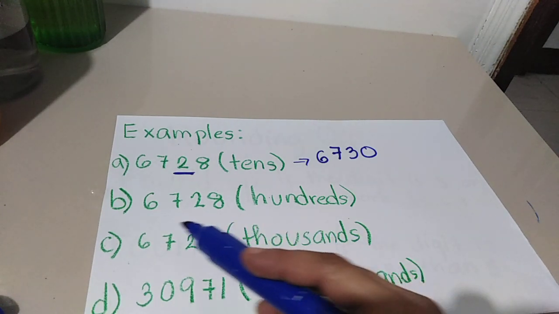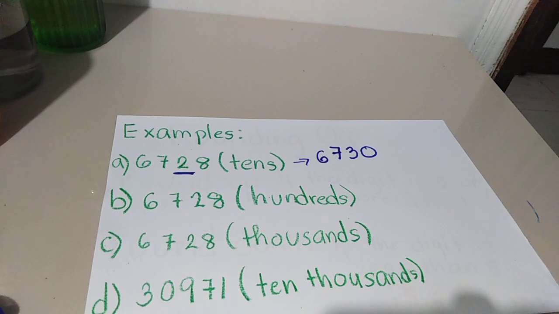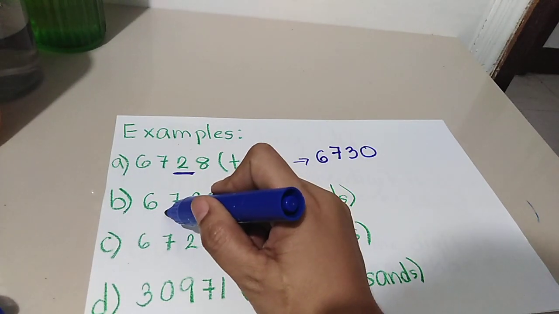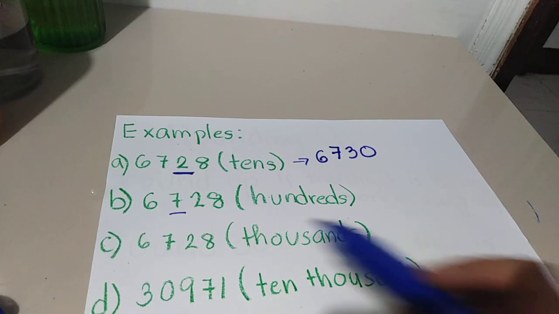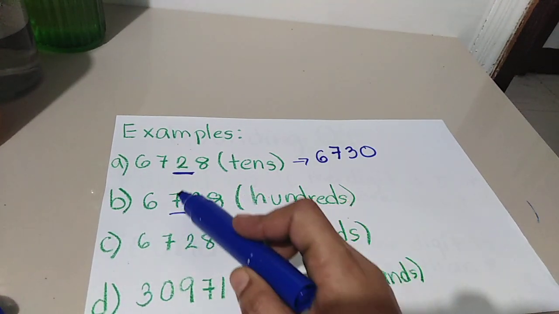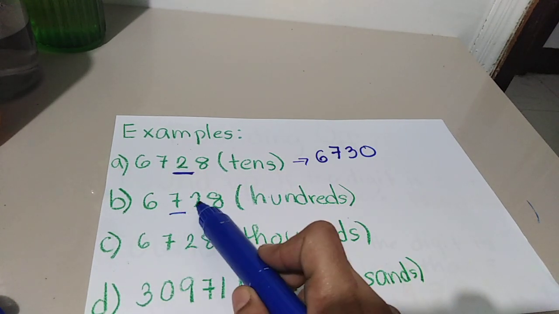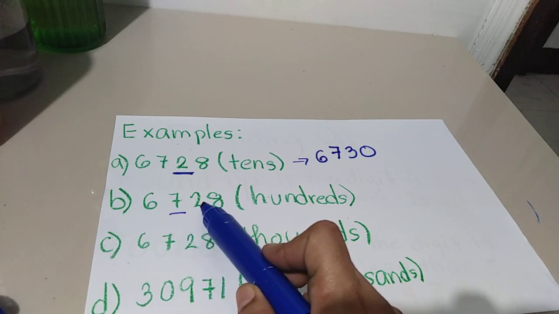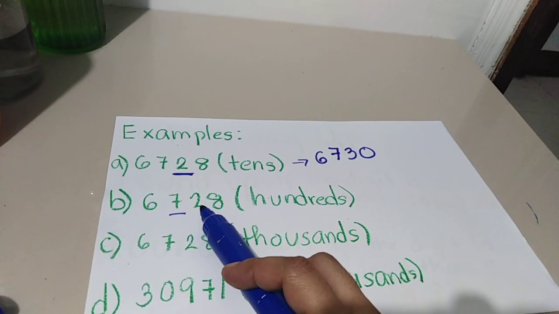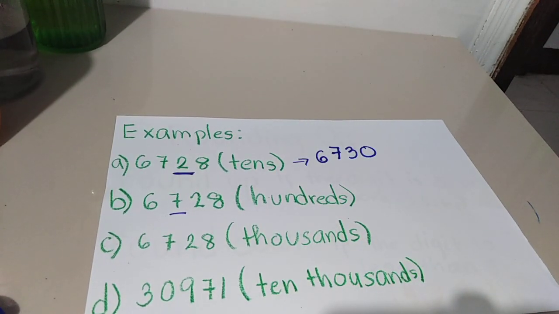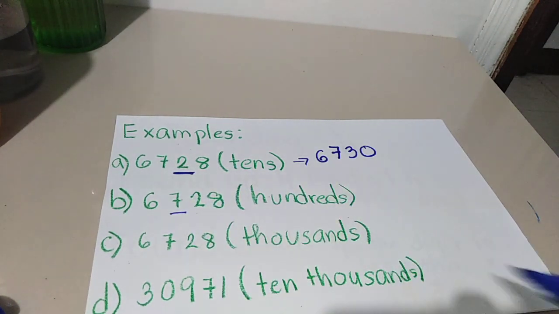Now, what if we're going to round it off to the nearest hundred? So, where's the hundreds place value? Here, the 7th place. Okay, so we're going to round off this number to the hundreds place value, and that is 7. So, we need to look at the number to its right, and that is 2. 2 is less than 5. And because it's less than 5, we are not going to round up, but instead, we are going to round down. Meaning, hindi tayo mag-a-add ng 1 sa 7, but instead, yung 7 will still remain 7.